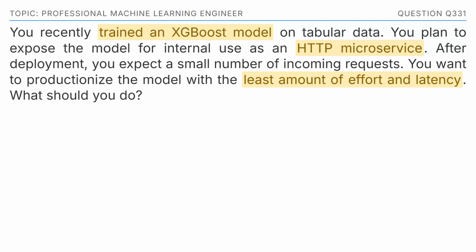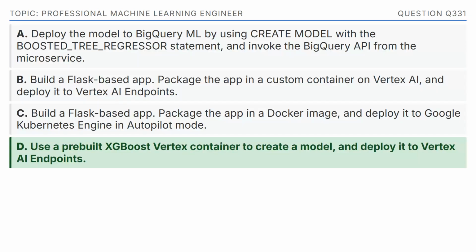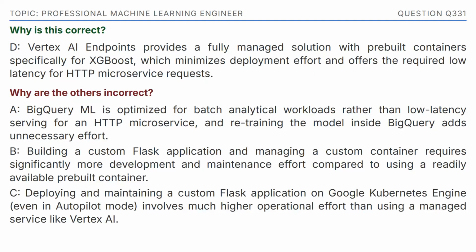To arrive at the correct answer, we focus on the keywords: trained XGBoost model, HTTP microservice, least amount of effort and latency. The correct answer is option D, use a pre-built XGBoost Vertex container to create a model, and deploy it to Vertex AI endpoints. Why is this correct? D. Vertex AI endpoints provides a fully managed solution with pre-built containers specifically for XGBoost, which minimizes deployment effort and offers the required low latency for HTTP microservice requests.